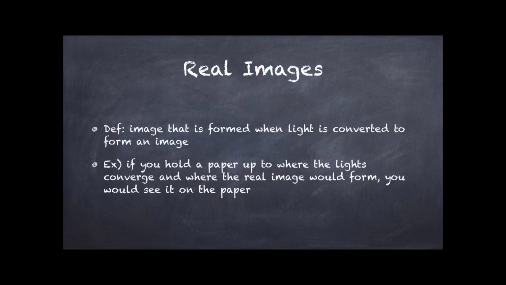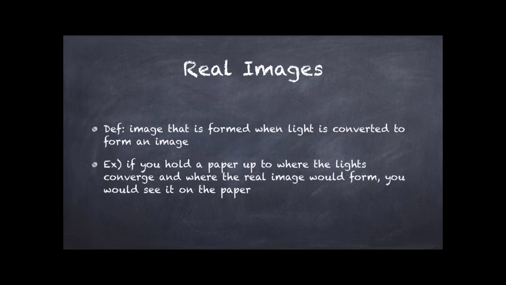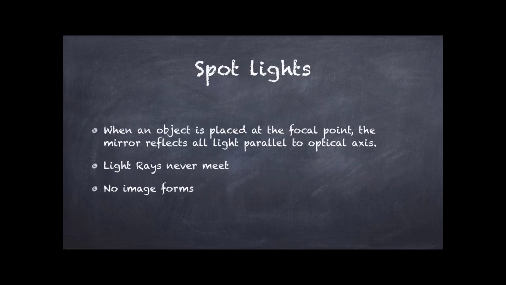Okay, so let's talk about a real image for a second. We just talked about a virtual image. Now what's a real image? A real image is basically an image that is formed when light converges to form an image. So, like I said for a virtual image, if I put a piece of paper where the lines of the rays are coming together, you will not actually see the picture on that paper. But with a real image, you can see a projection of it. So if you hold a paper, or if I have a projector or a wall or something, I can see that image coming together.